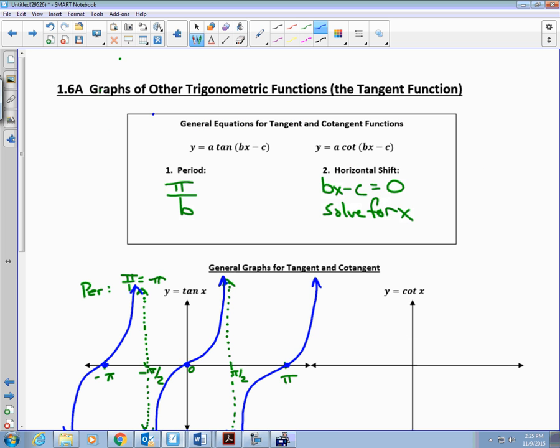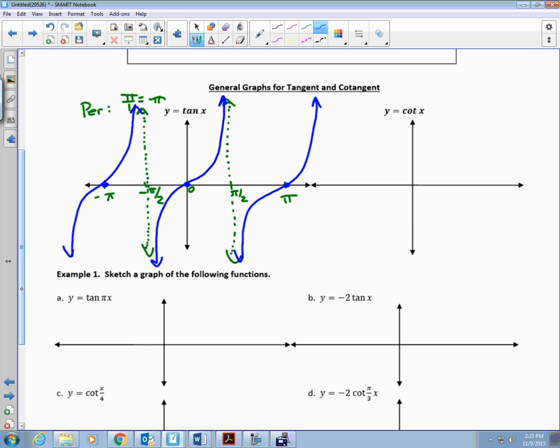So I promise we won't go back to that page. We'll sketch this. The period, same thing. We take pi and divide it by b. What is the b value? 1. So I mark out pi on each side. What is halfway between pi? Pi over 2. And between 0 and negative pi? Negative pi over 2. Okay.